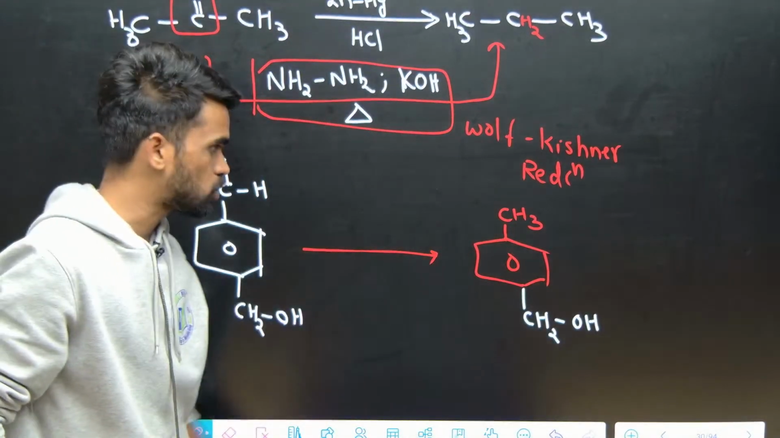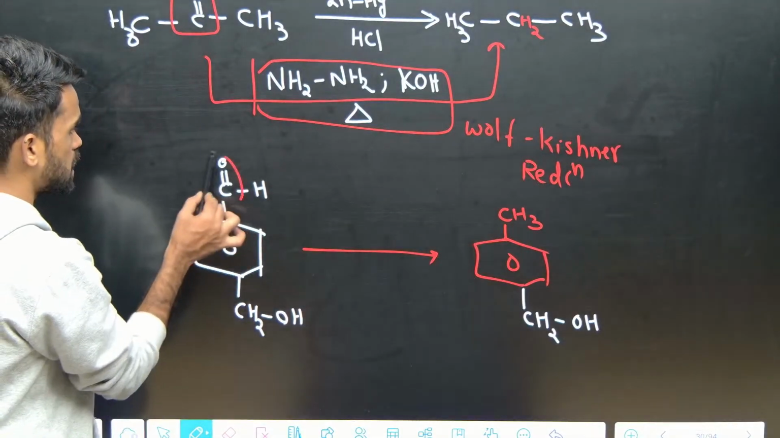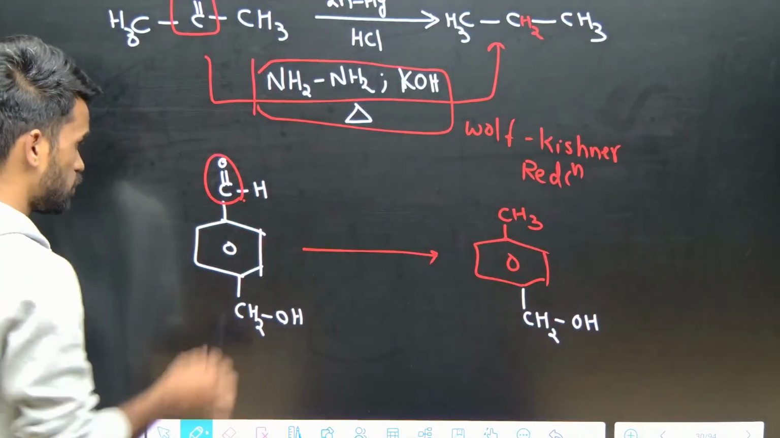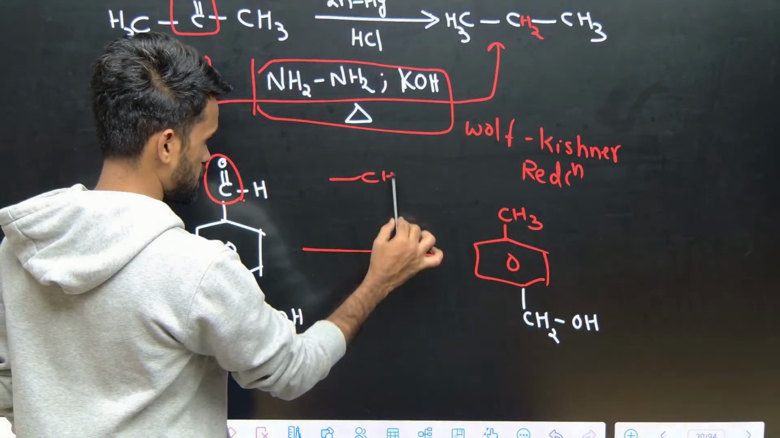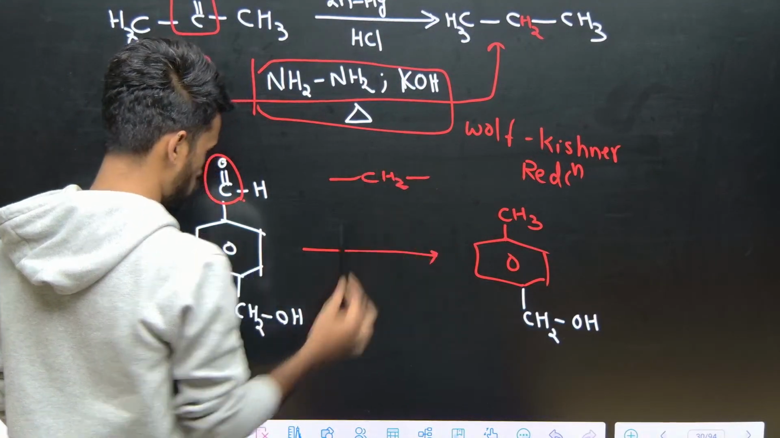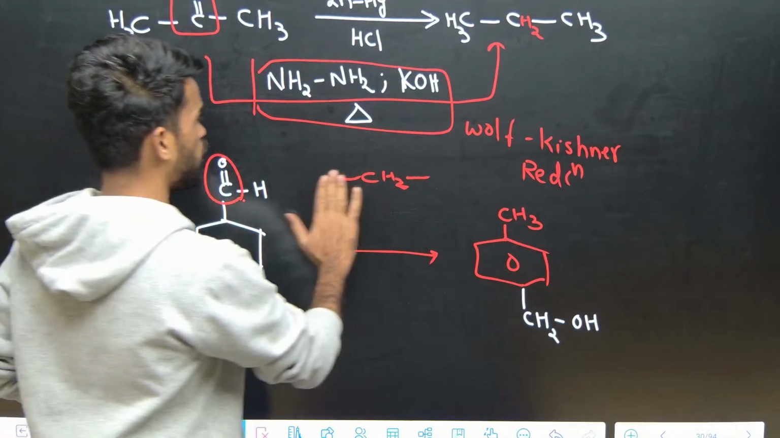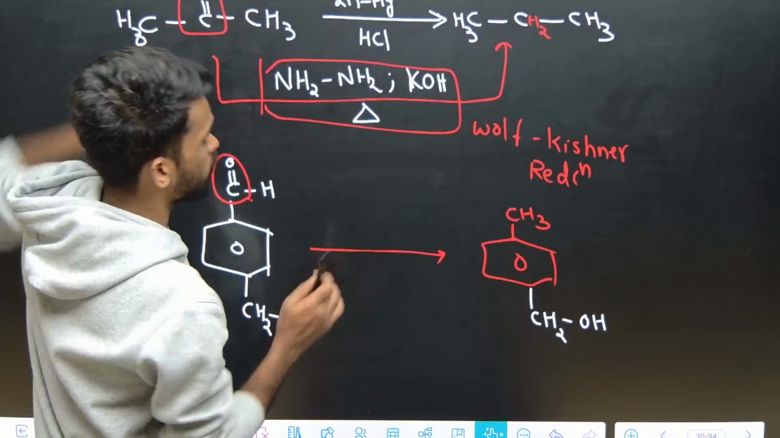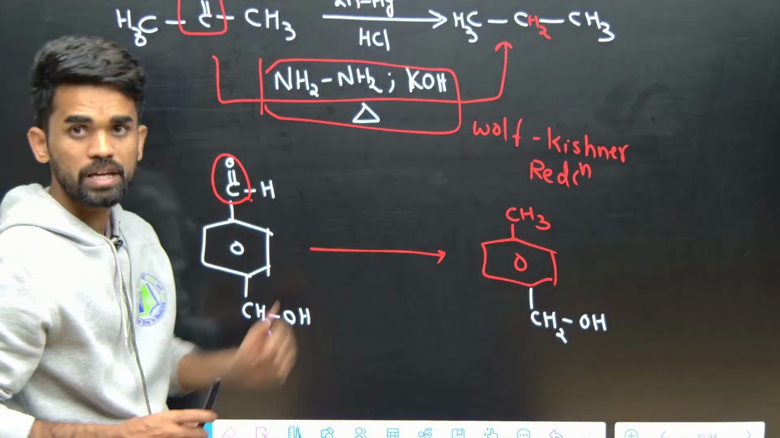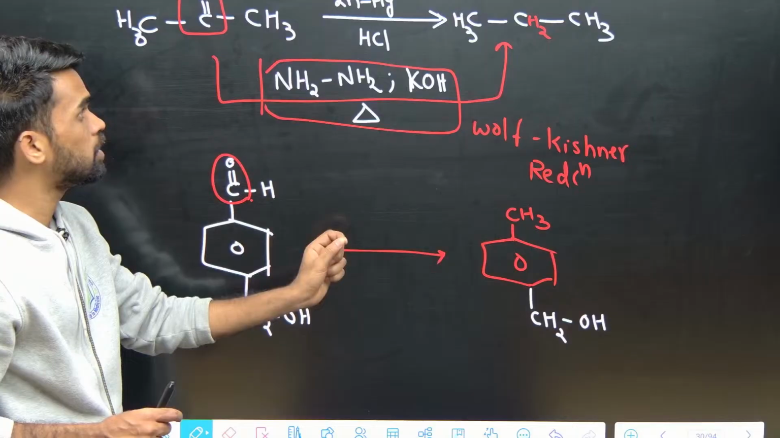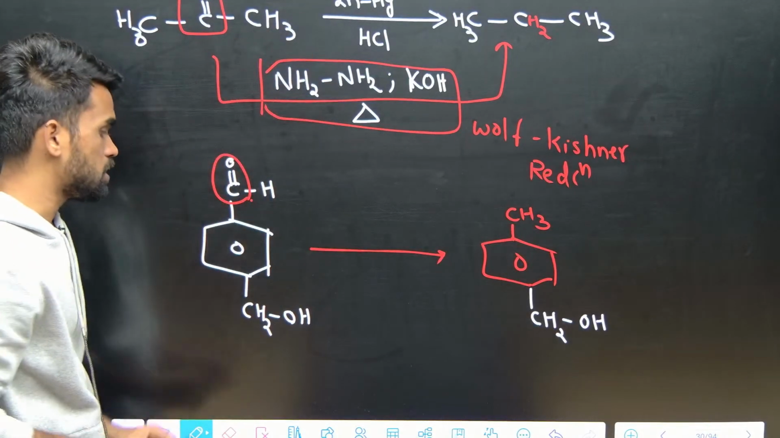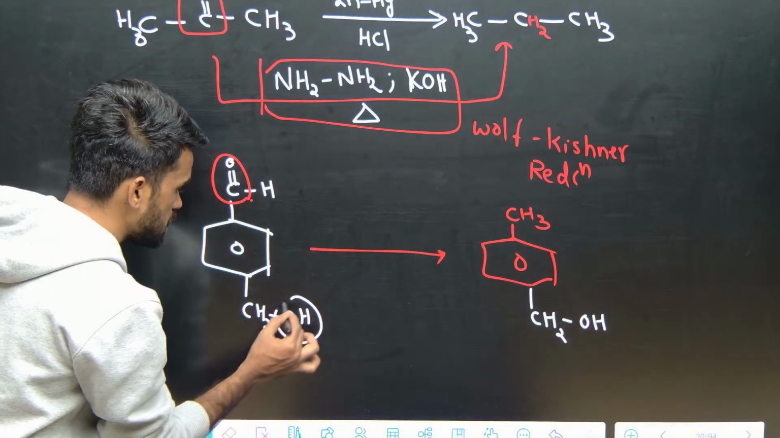For this particular transformation, I just converted this C double bond O into CH2. That's it. What is the process we made? This newly formed methylene group is added. For this process, we have two types of reaction: Clemmensen and Wolff-Kishner. But which one should be preferred here? You need to prefer the Wolff-Kishner reduction instead of Clemmensen. Why? Because this OH group is an acid sensitive group.